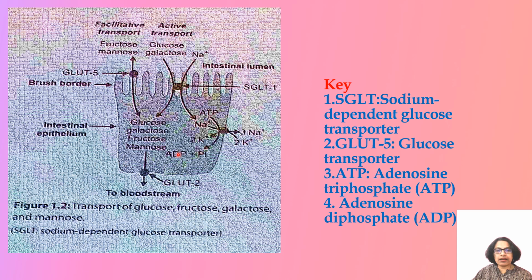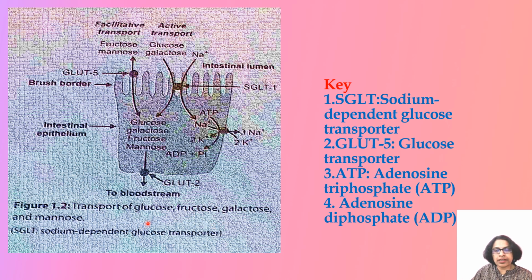So this is the intestinal epithelium, and here we can see the intestinal lumen and the brush border. In this brush border, the sugars are getting absorbed, and here we can see facilitative transport and active transport, and the transport of glucose and fructose.